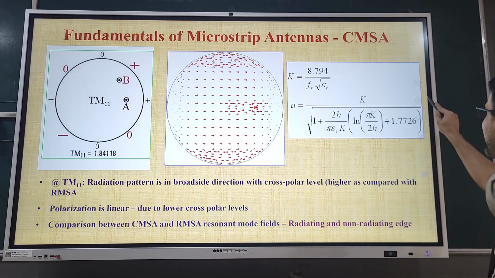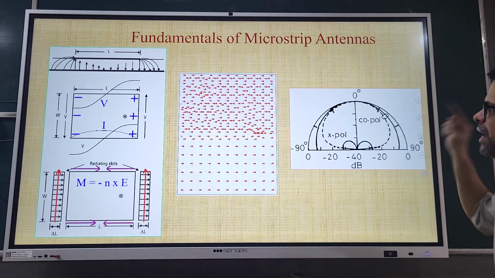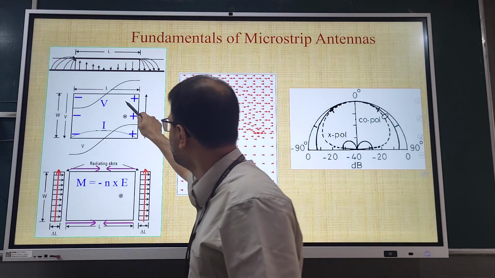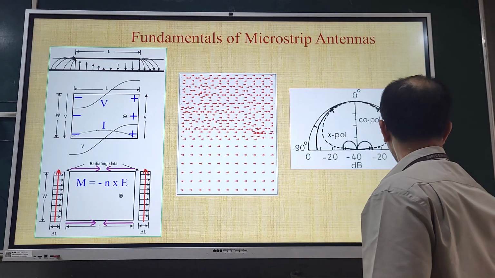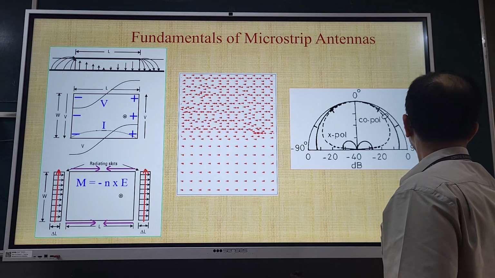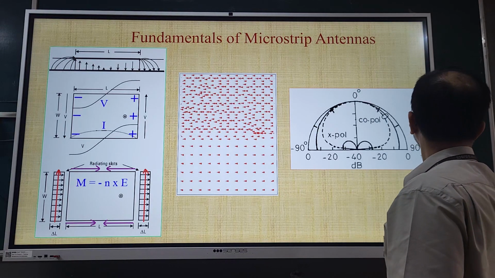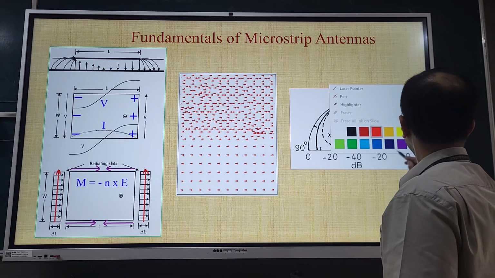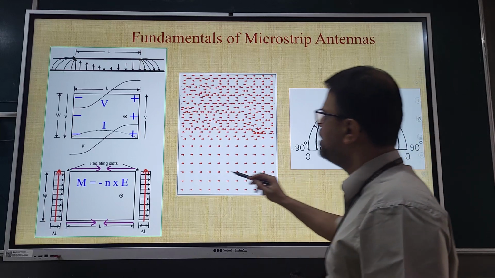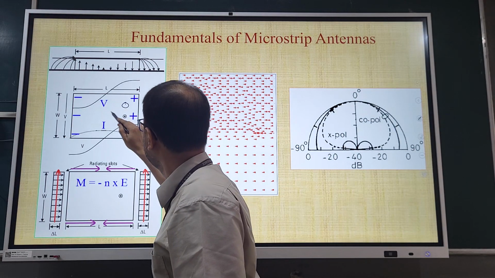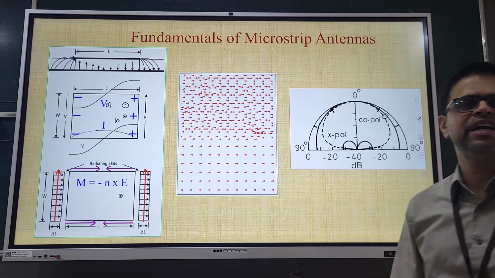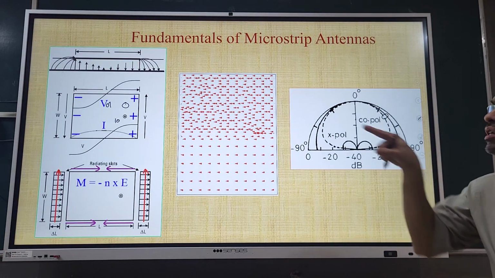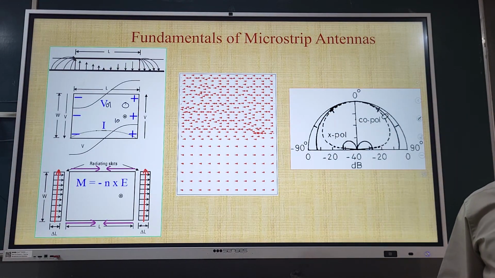If you just go back to the rectangular geometry, if I put a feed point over here, then what will happen? In addition to 10 mode, 01 mode will also get excited if I use an offset feed point location.